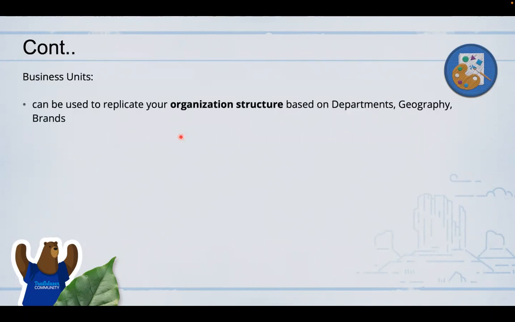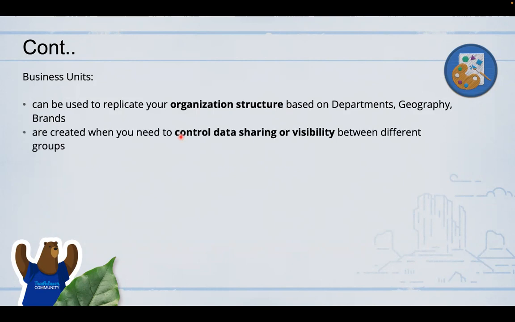With business units, you are actually replicating your organization structure. It can be based on department. Let's say for one IT department, you want access to one business unit, and marketing for another, or based on geography as well. Let's say Singapore is one business unit and China is another business unit. That means Singapore business unit users will only be able to access that business unit. They won't be able to access the other. So based on that, you can set up your business unit structure. And it helps you control your data sharing and visibility between groups.